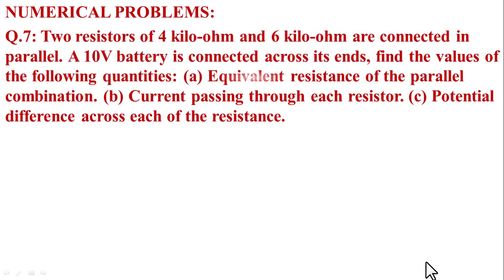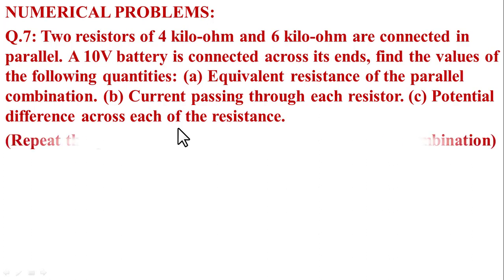In numerical problem question number 7, the given statement is that two resistors of 4 kilo ohm and 6 kilo ohm are connected in parallel. A 10 volt battery is connected across the ends. Find the value of the following quantities: the equivalent resistance of the parallel combination, the current passing through each resistance, and the potential difference across each resistor.